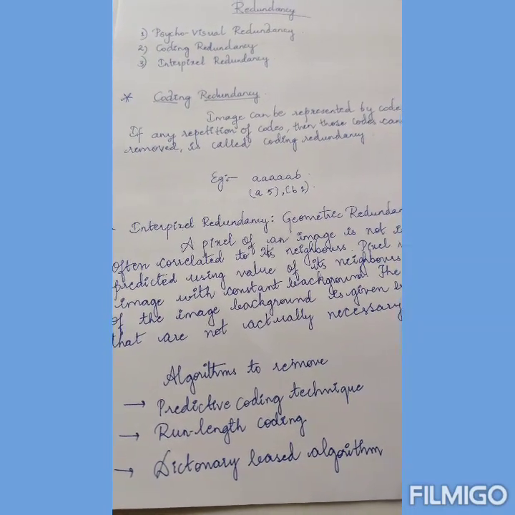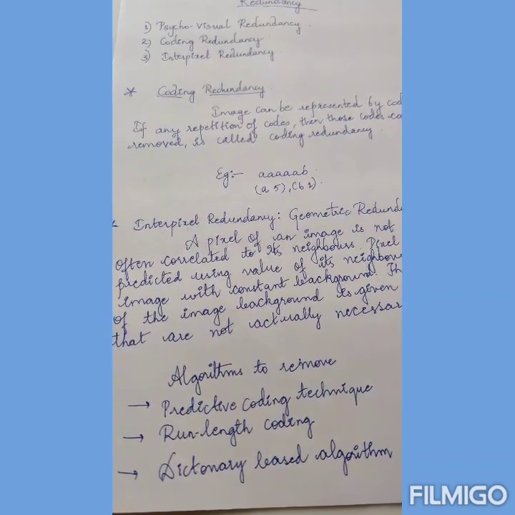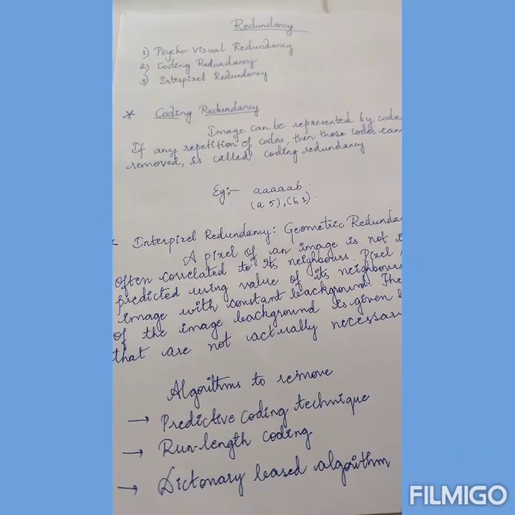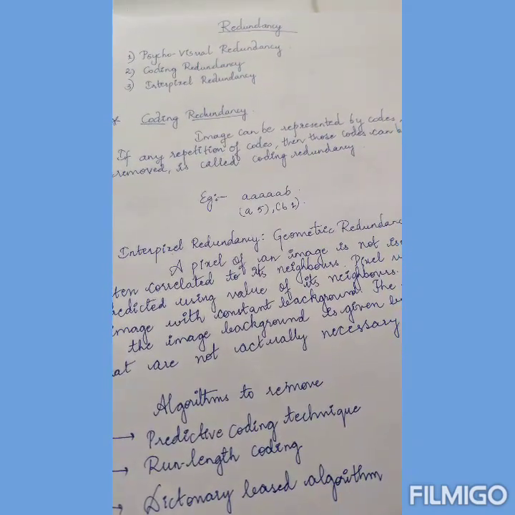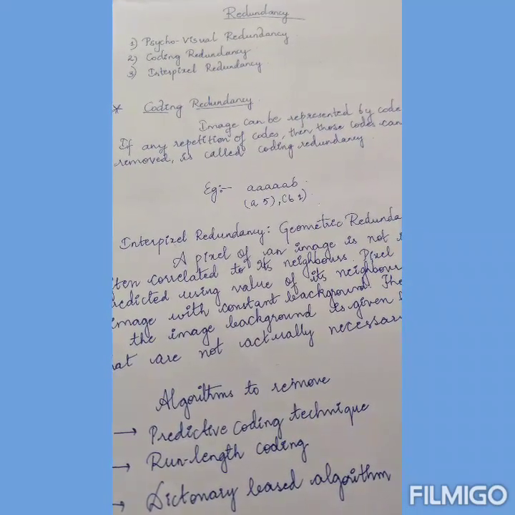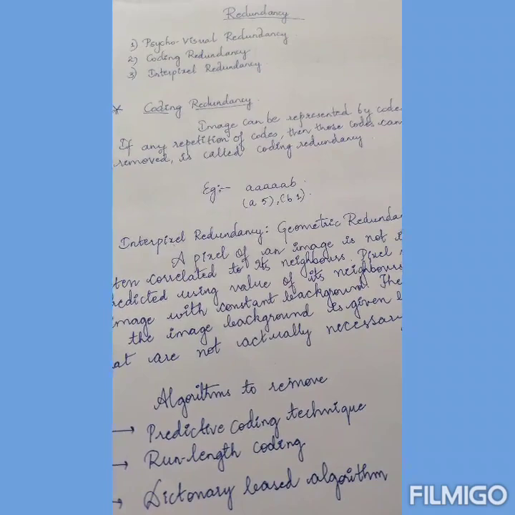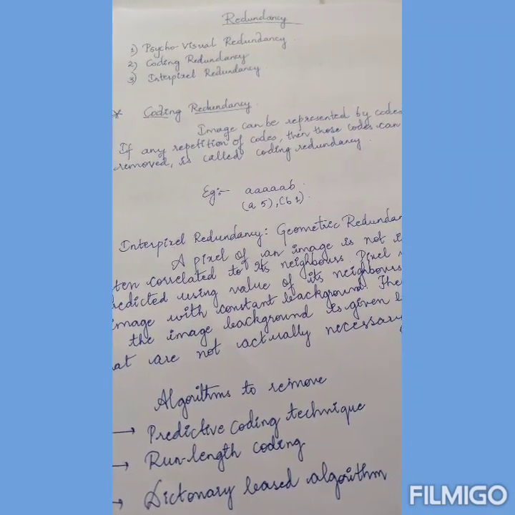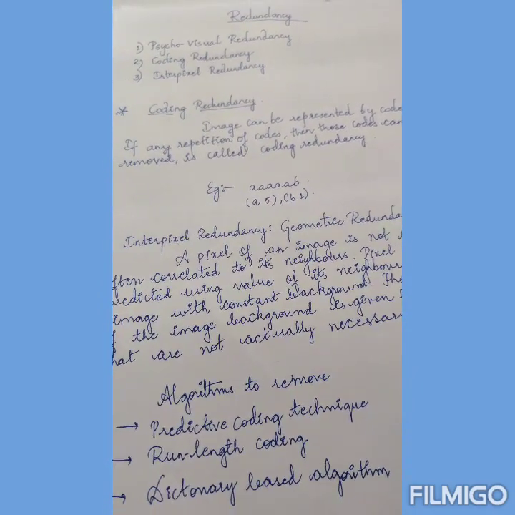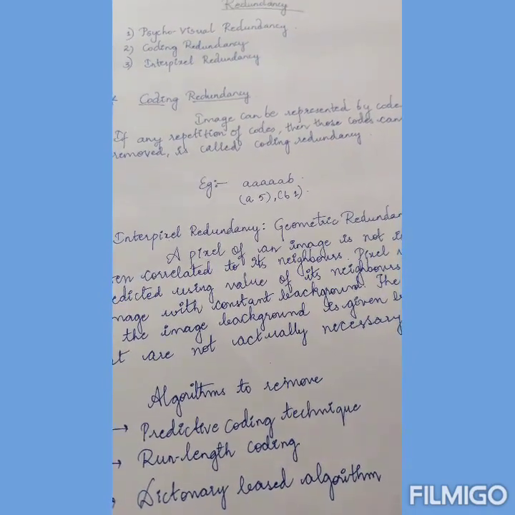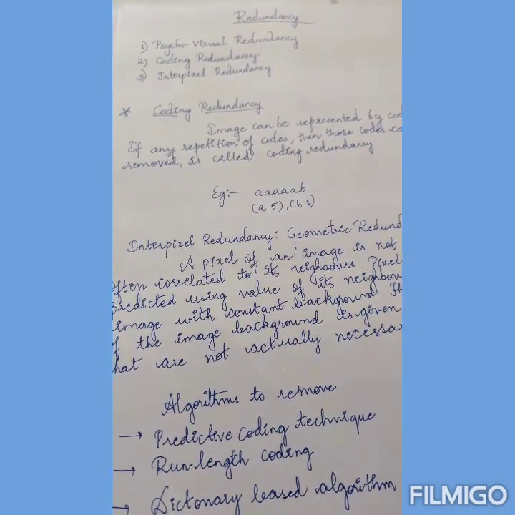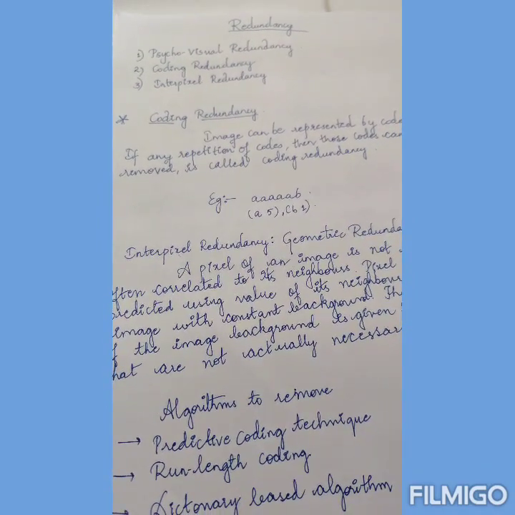Hello students, today I'll be discussing the topic of redundancy. In the last lecture we saw what image compression is and why we need it. In short, image compression means fewer data bits are required to represent the same image. For that, I said we need to go for redundancy.